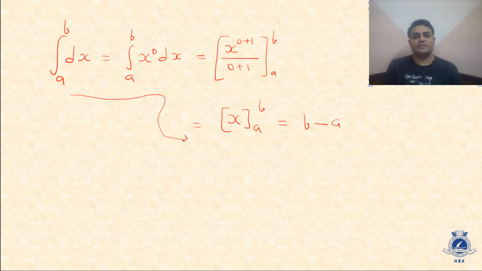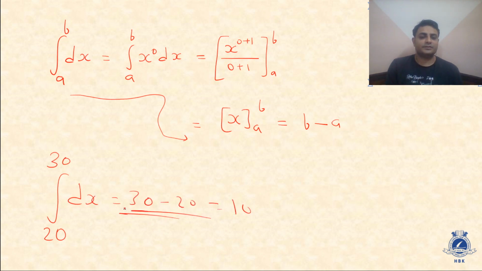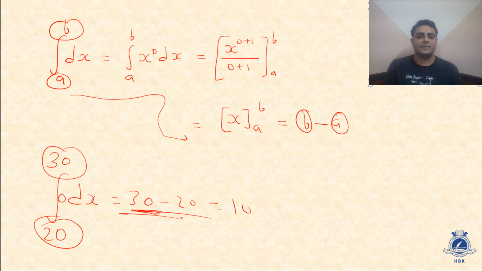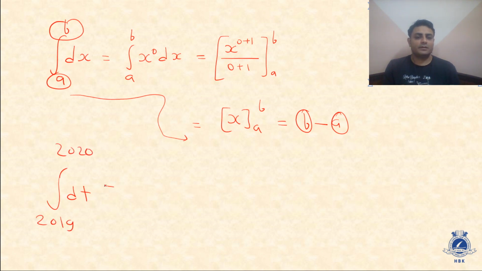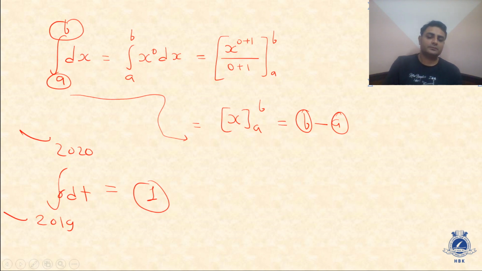It seems to be very long, but we have a shortcut, don't worry. If you have the integration from 20 to 30 of dx, the answer will be 30 minus 20, that is 10. How does it come? See, this is a, this is b, so you have written b minus a. Similarly, if we have 20 and 30, nothing over here, then we can directly write upper limit minus lower limit. Okay, so if we are having only dx, dy or dt, let us take one more example. Integration dt from 2019 to 2020 will give 1. How? 2020 minus 2019, if nothing is given over here.